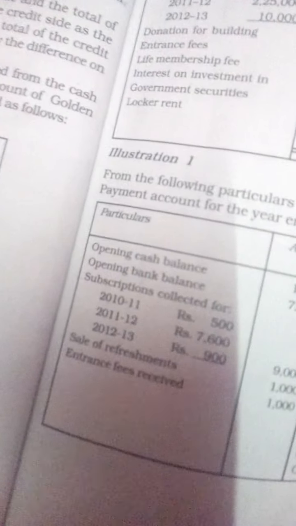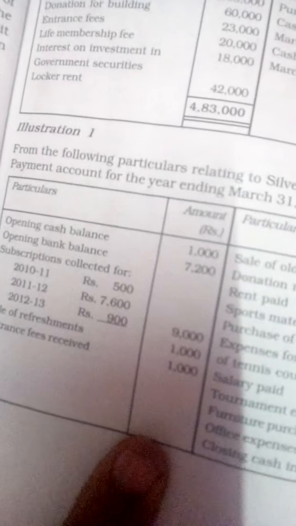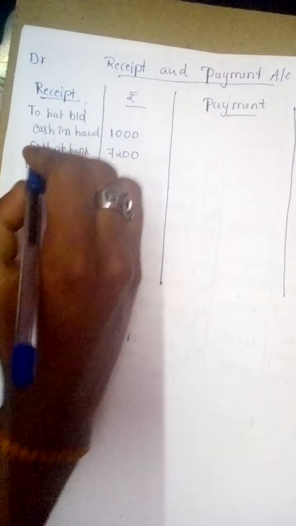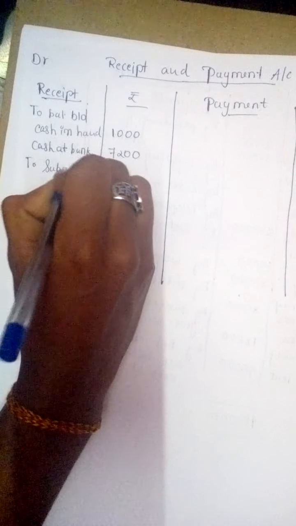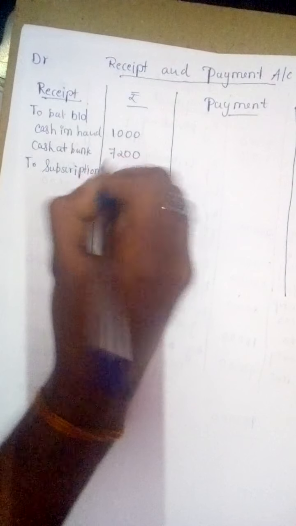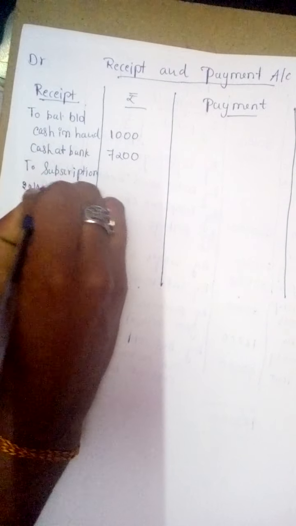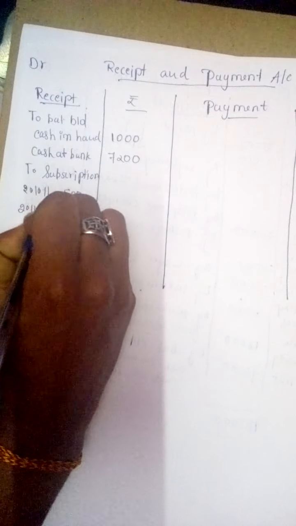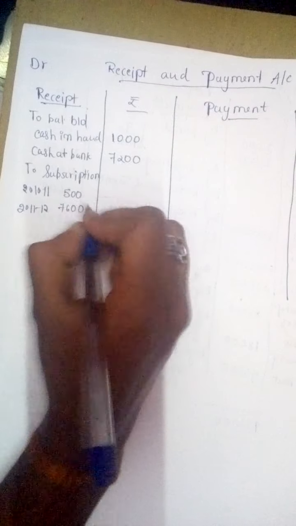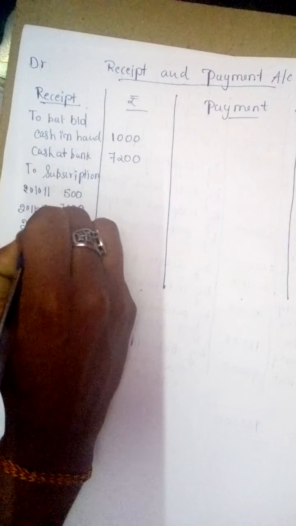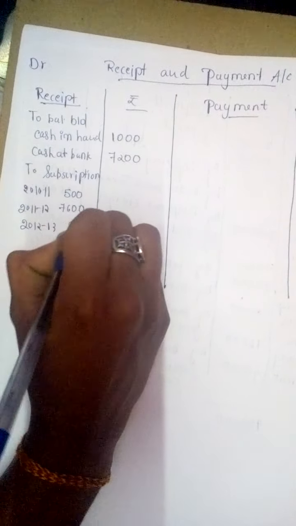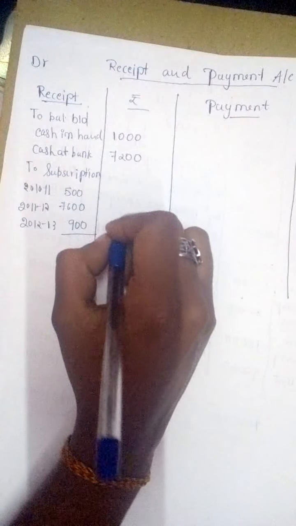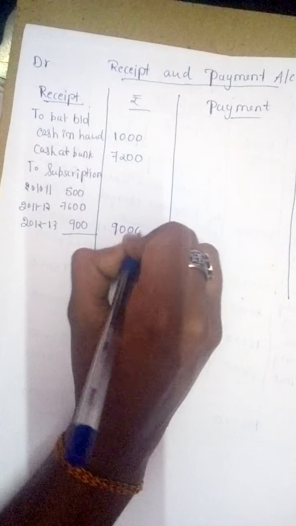Then we need to write down the subscription. The total of the subscription is 9,000. To subscription, so write down the year 2010 to 11, they have provided 500 rupees. 11 to 12, 7,600 the organization received. For the year 2012 to 13, they have received 900 from their members. The total of this should be written on the outer column, that is amounting to rupees 9,000.